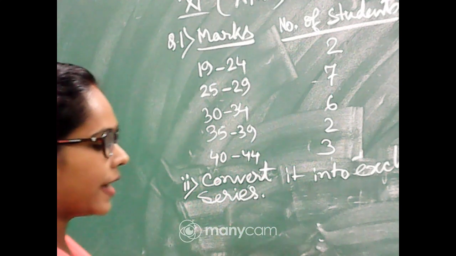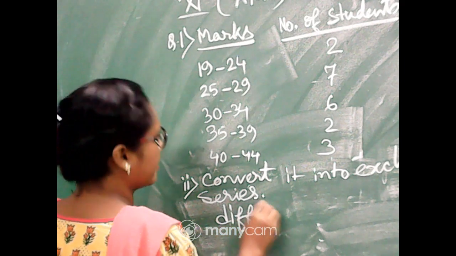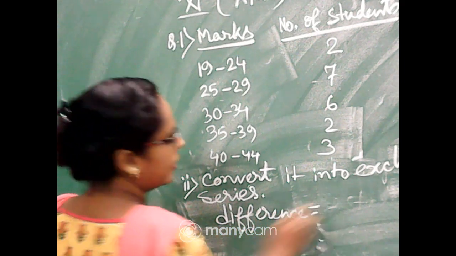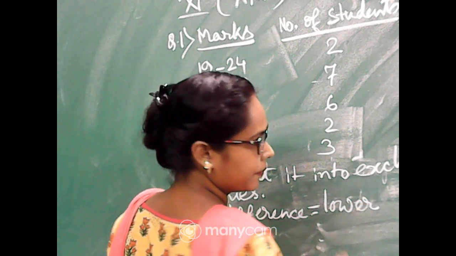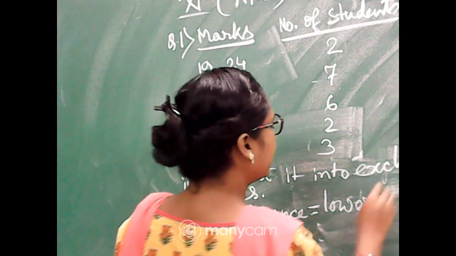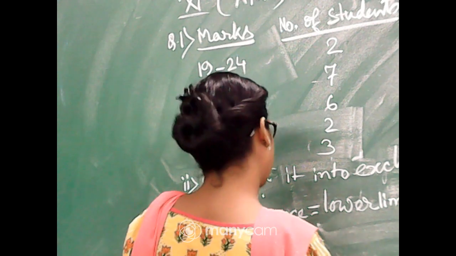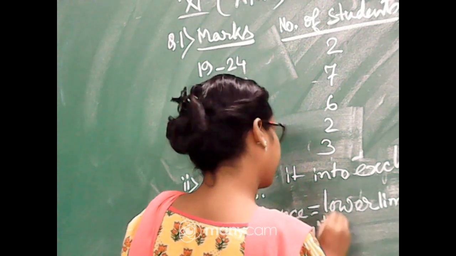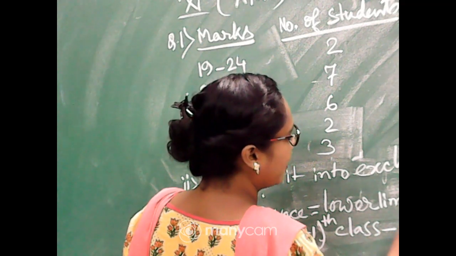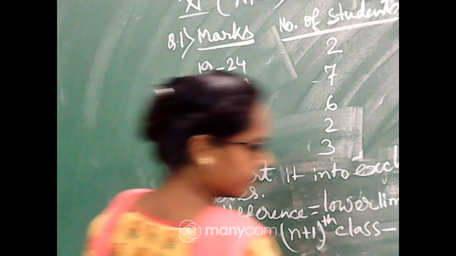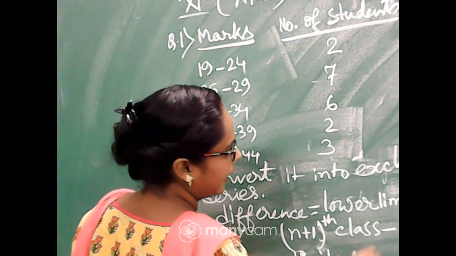So, how will we find it? There is one formula. We have to find out the difference between the lower limit of the n plus 1th class minus the upper limit of the nth class.